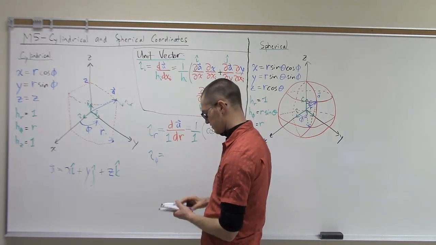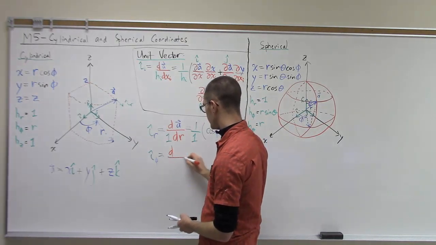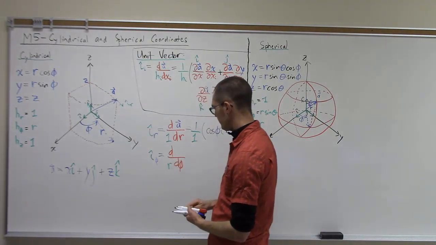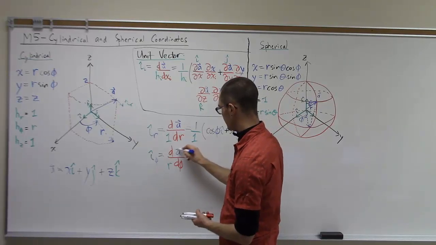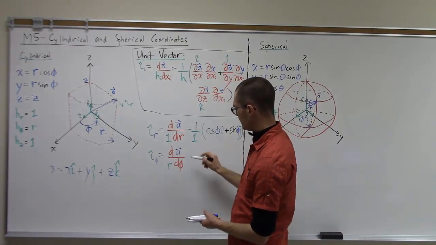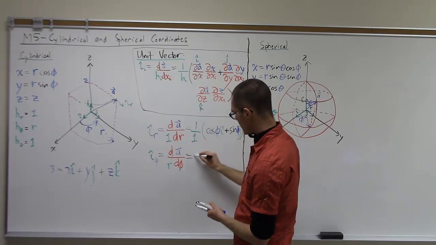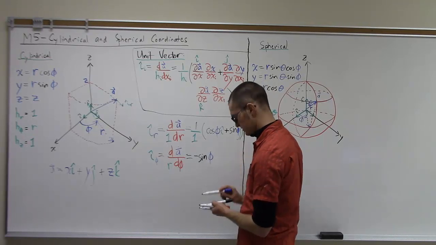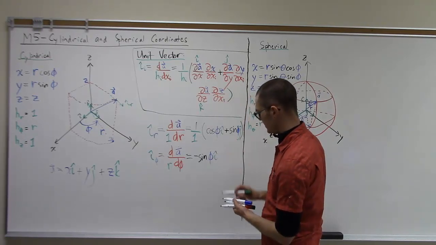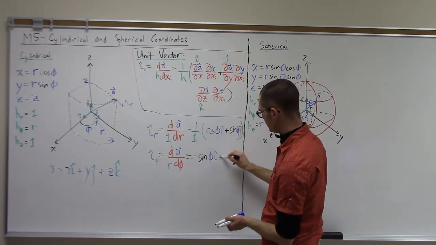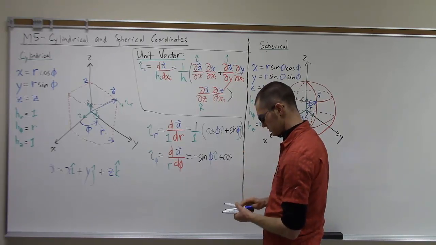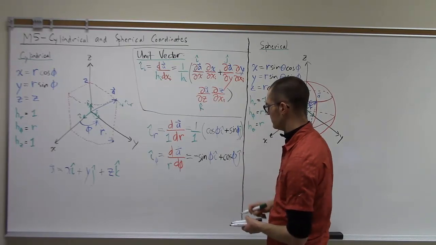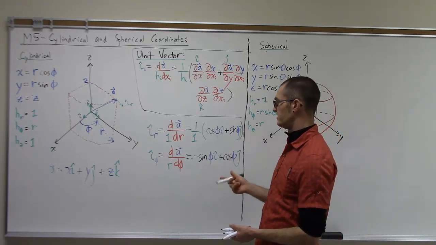So now I have d by d phi, and the scale factor is r. You'll find that it works out to negative sine phi times i plus cos phi times j. And again, dz by d phi is 0.